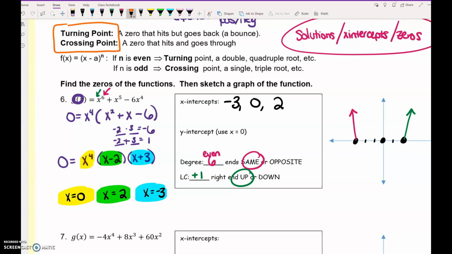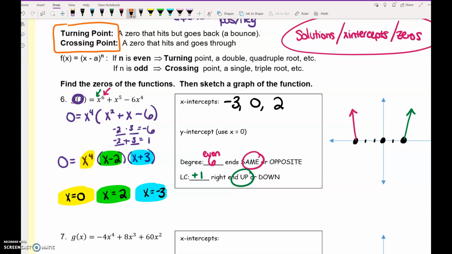A turning point is where the graph is going to go toward the x-axis, but when it hits the x-axis, it will turn and go back in the opposite direction. Some people call it bouncing. It's like your graph goes up and bounces off of the x-axis and heads back the other direction. A crossing point, you just cross the x-axis.